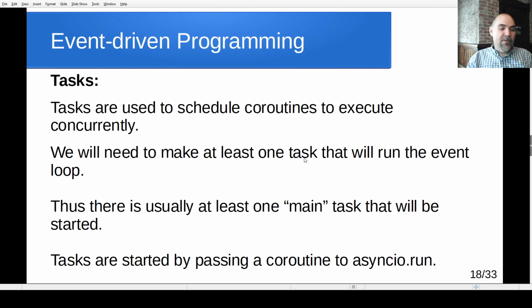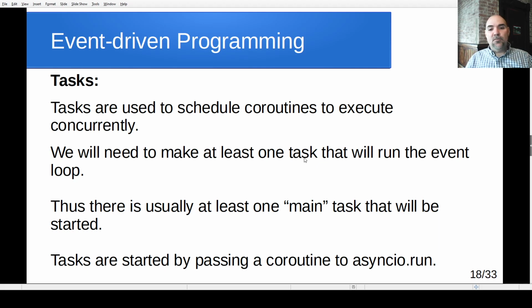All right, now moving on to tasks. Tasks are generally used to schedule coroutines to execute concurrently. So in other words, just like you have to call a function to execute it, we need to create a task to call an async function.